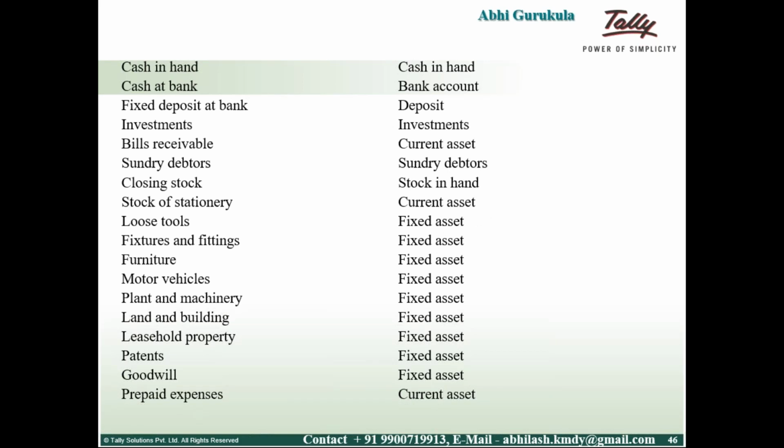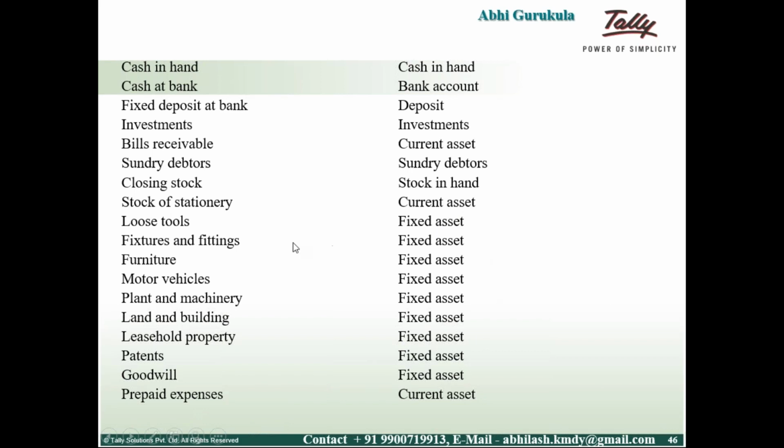Cash at bank comes under the bank account group. Fixed deposit at bank is a deposit. Investment comes under investments. Bills receivable is in current assets. Sundry debtors is sundry debtors. Closing stock is stock in hand. Stock of stationery comes under current assets. Loose tools is a fixed asset.